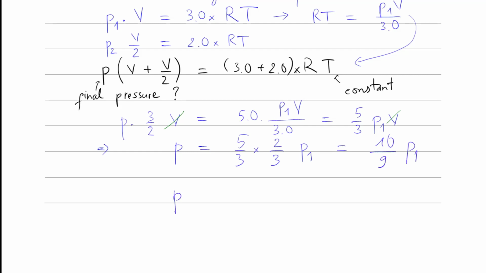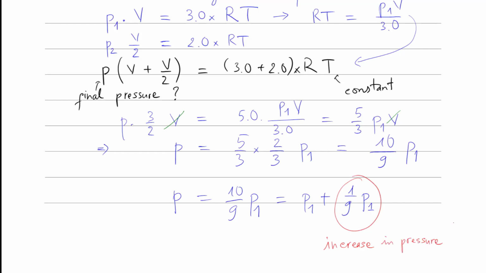So P is 10 over 9 of P1, which means that it is P1 plus 1/9 of P1. Agree? 1 plus 1/9 is 10 over 9. So this 1/9 P1 is the increase in the pressure in the cylinder, in the container X.